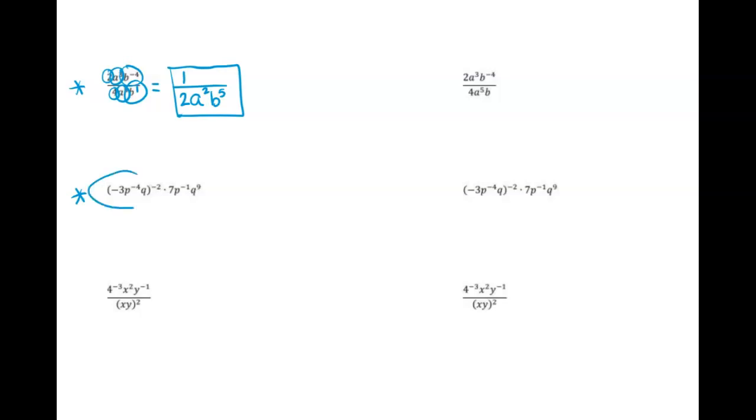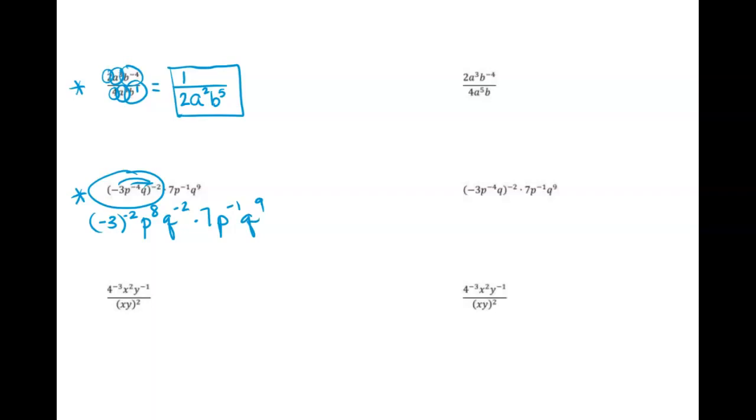first I'm going to deal with this part. I'm going to distribute that -2. So we have negative 3 to the negative second. We have p, negative 4 times negative 2, so p to the 8th, and q to the negative second, and we still have 7p to the negative first, q to the 9th.